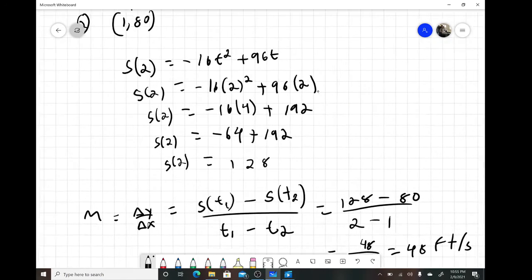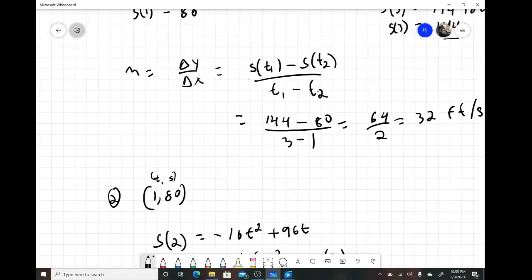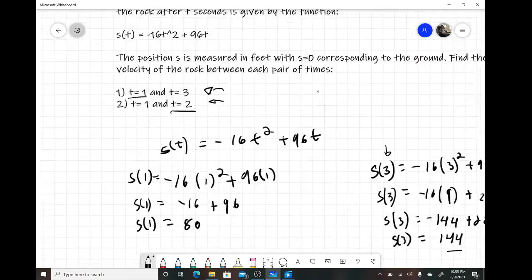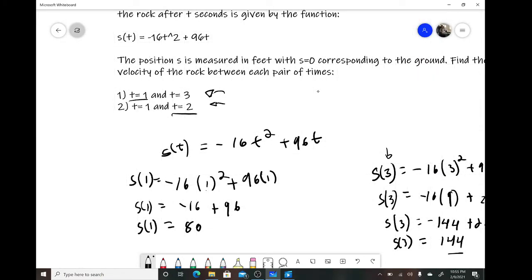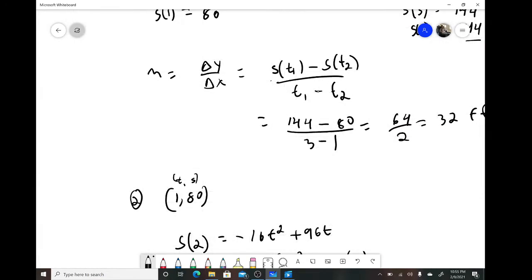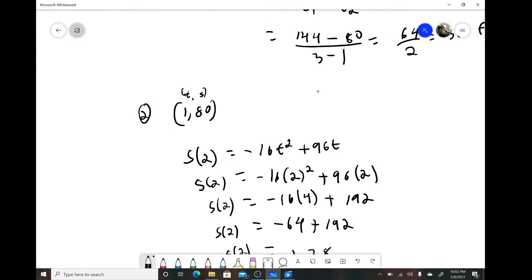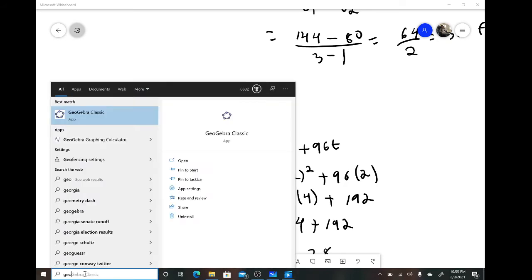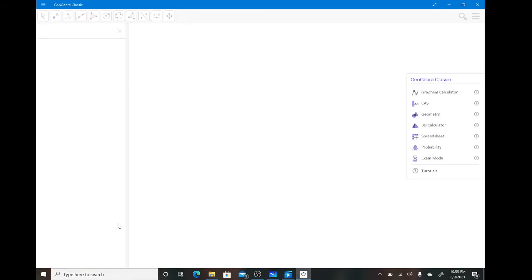So now we have actually found what the average velocity is between this time interval 1 and 3 and the time interval 1 and 2. Now, let me just show you really quickly on GeoGebra how this actually is shaping out.